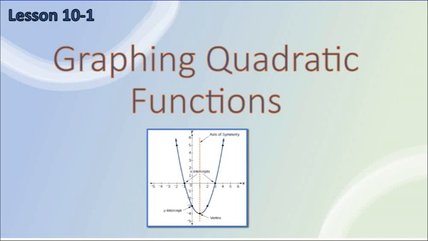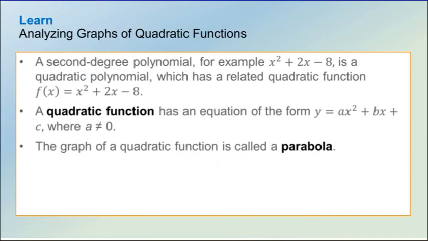Lesson 10-1, graphing quadratic functions. A second degree polynomial, for example, x squared plus 2x minus 8, is a quadratic polynomial because it has a degree of 2, which has a related quadratic function of f of x equaling x squared plus 2x minus 8. Just remember, f of x means the same thing as y.